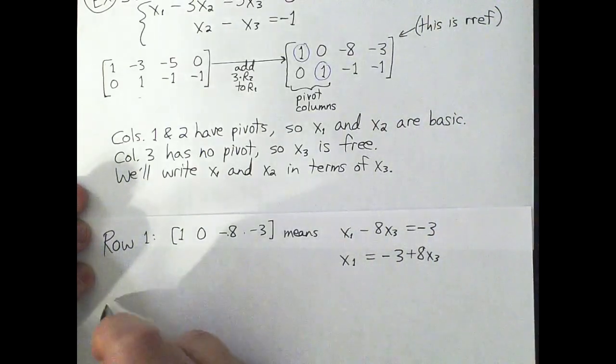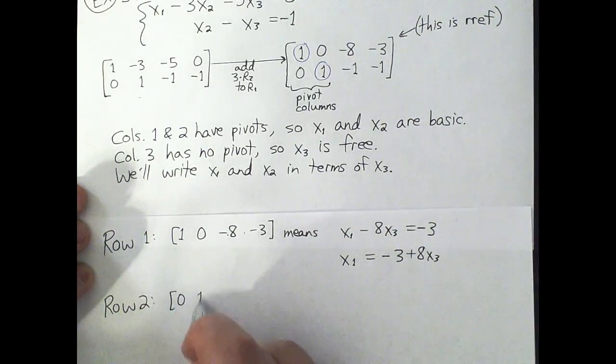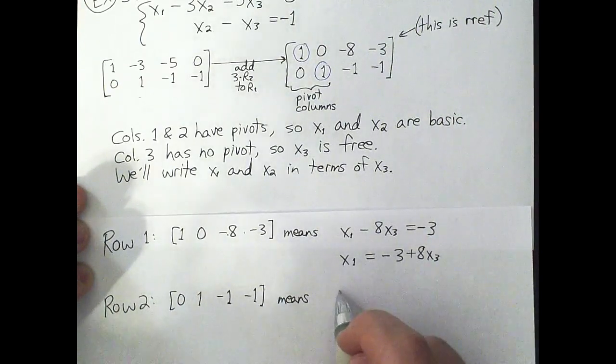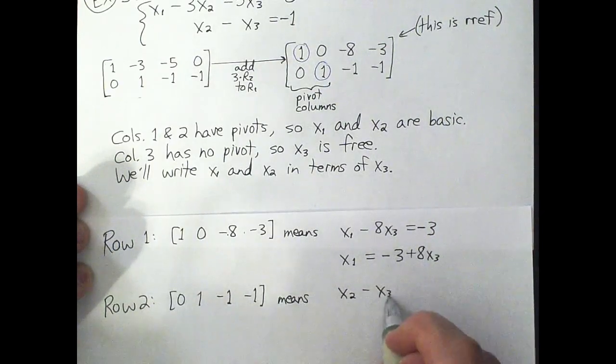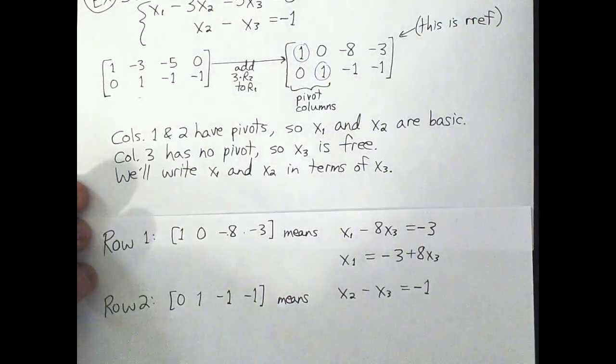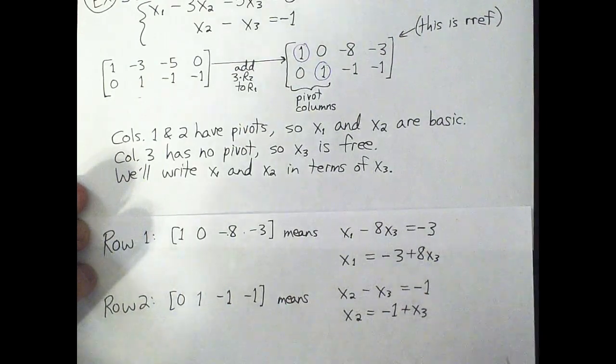Okay. And then we'll do the same thing from row 2. Row 2 of the reduced form represents x2 minus x3 equals negative 1. That is, 0x1 plus 1x2 minus 1x3 equals negative 1. I'm going to rearrange this to get x2 in terms of x3. So x2 equals negative 1 plus x3.